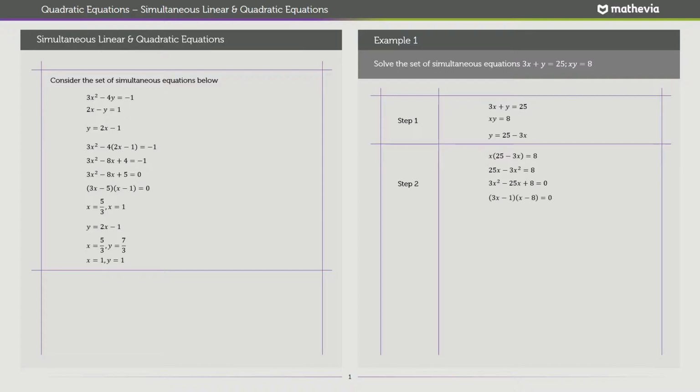You should end up with (3x - 1)(x - 8) = 0. So you have that x = 1/3, and then you have x = 8. Then finally you just go ahead and substitute your values into what you have there, and you should end up with your values for x and y. Okay, and yeah, that's it. Let's do a few more examples.